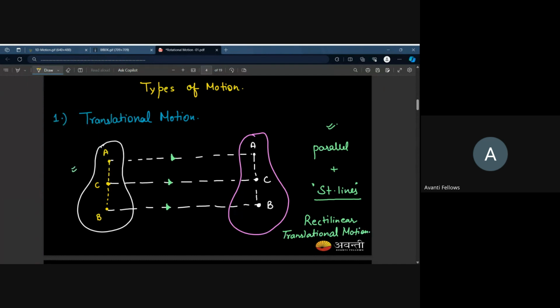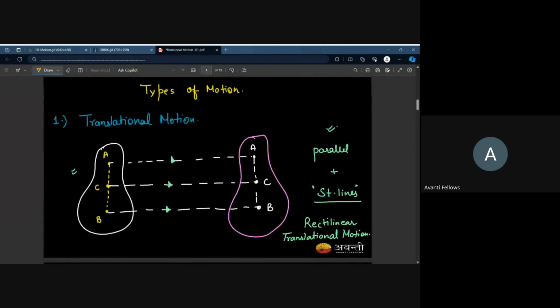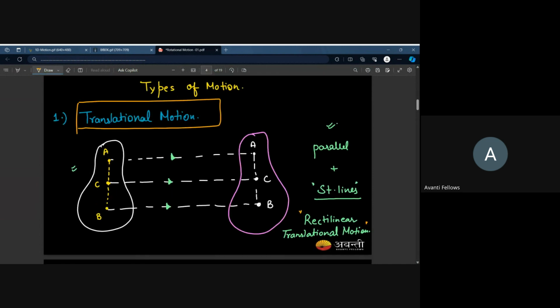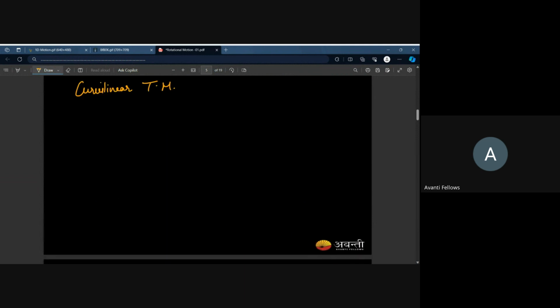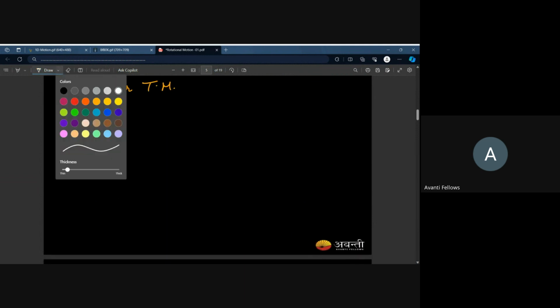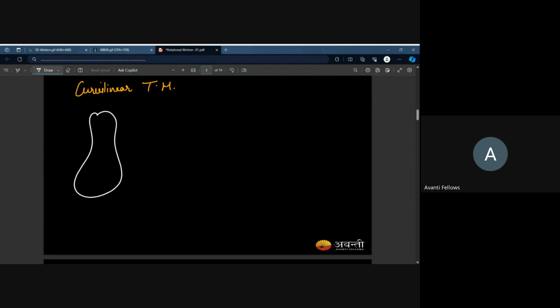Now let's come to the other definition, which is known as the second part of translation motion. The first part of translation motion is rectilinear translation motion. The other one is curvilinear translation motion. For example, I have another rigid body which looks like this, let's say.